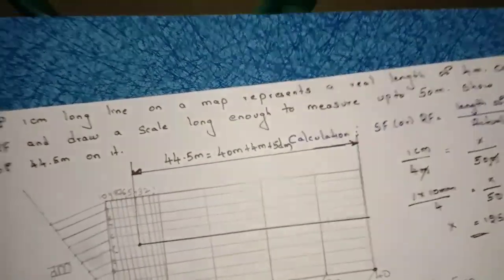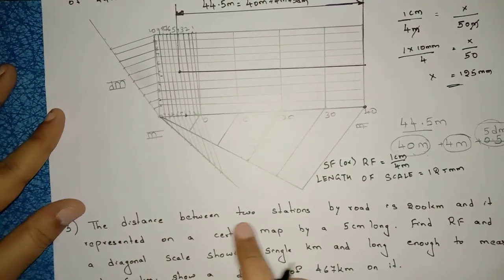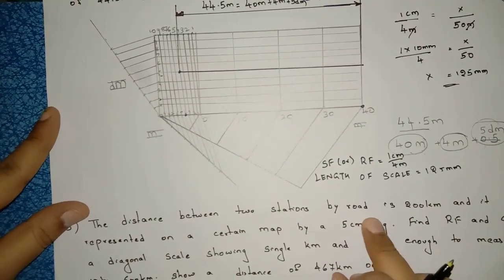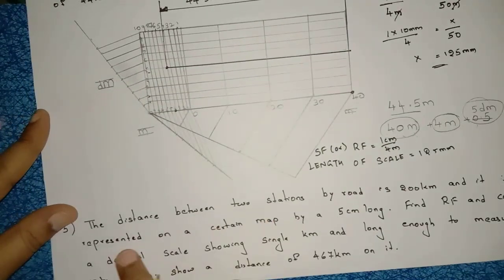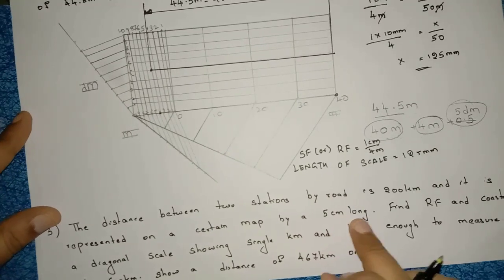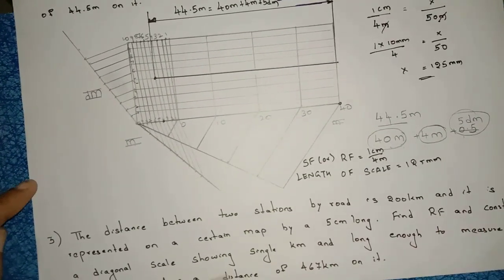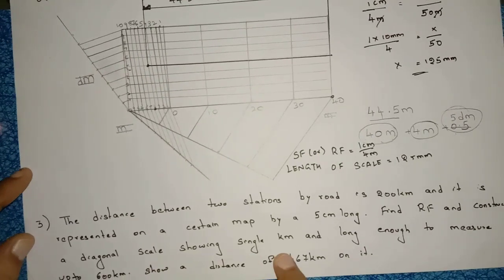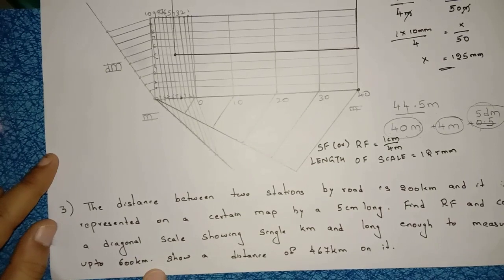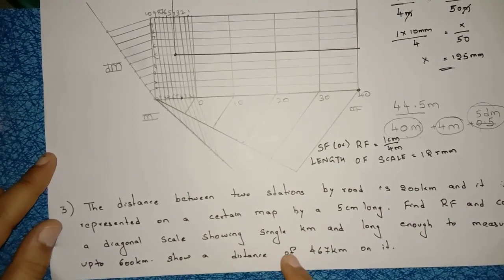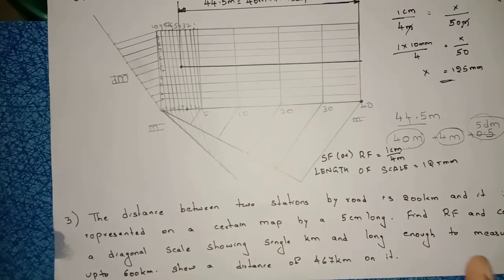So let us see the problem number 3. The distance between two stations by road is 200 kilometers and it is represented on a map by 5 centimeter long. Right? Find RF and construct a diagonal scale showing single kilometer and long enough to measure up to 600 kilometers. Show a distance of 467 kilometers on it. First read the question.